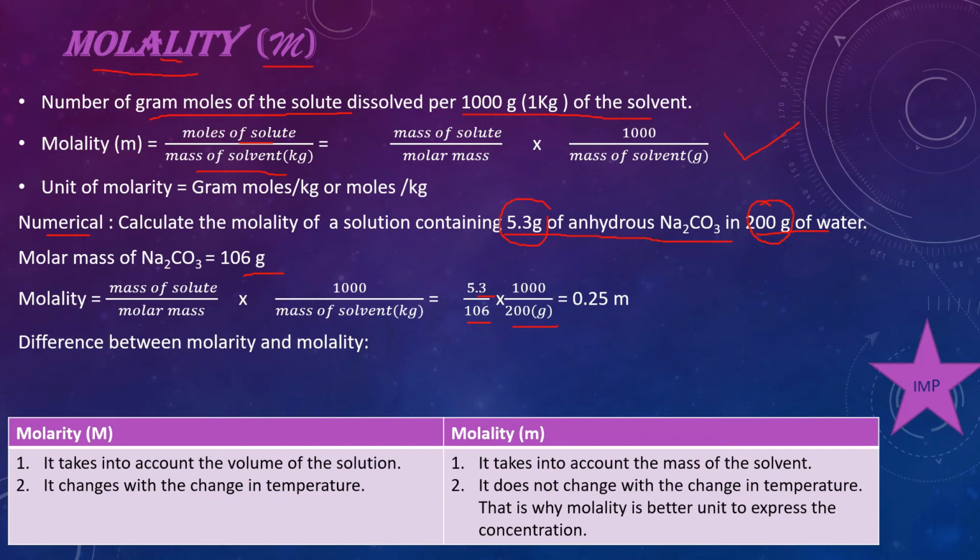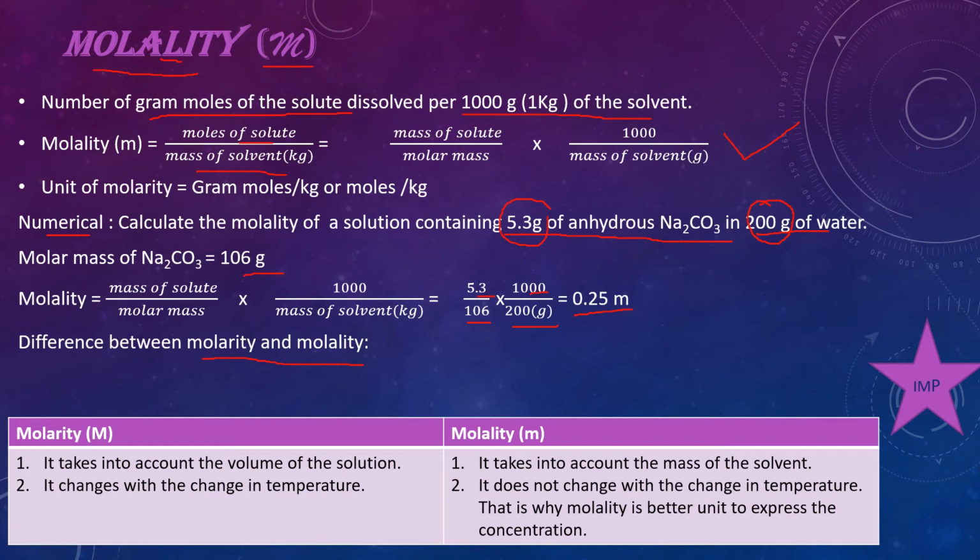देन 200 ग्राम इज द मास ऑफ द सॉल्वेंट दैट इज गिवन इन योर क्वेश्चन एंड आप इसको 1000 से मल्टीप्लाई कर देंगे टू कन्वर्ट इट इनटू kilogram. So the answer is 0.25 molal, that is 0.25 moles per kg. Now one most important question is what is the difference between molarity and molality? और ये क्वेश्चन इस तरह से भी आ सकता है, which is the better way to represent the concentration of a solution, molarity or molality, and why?